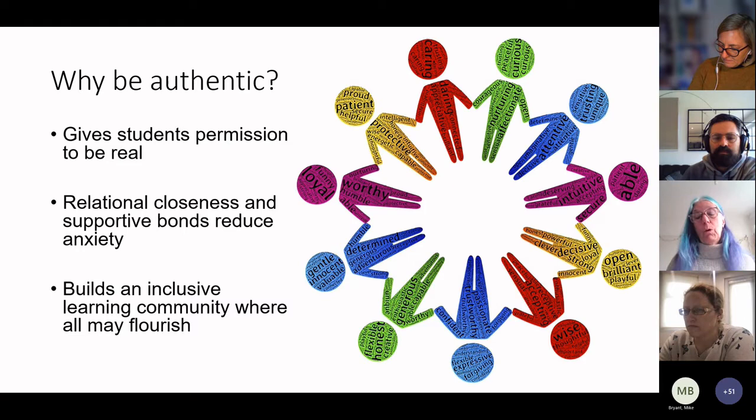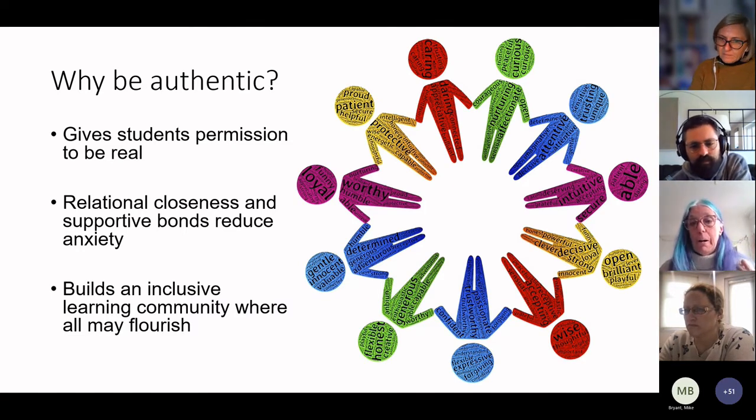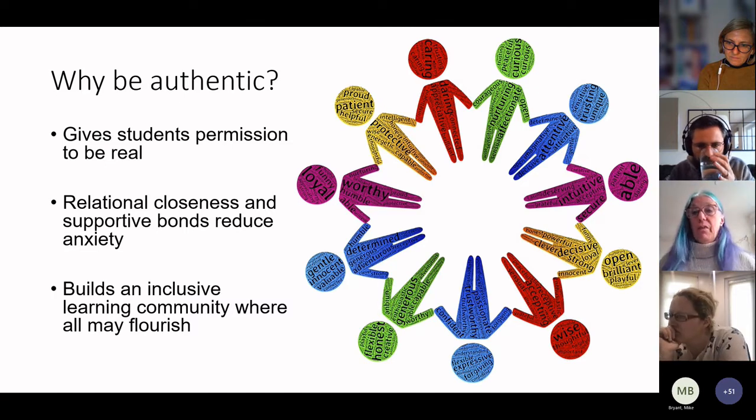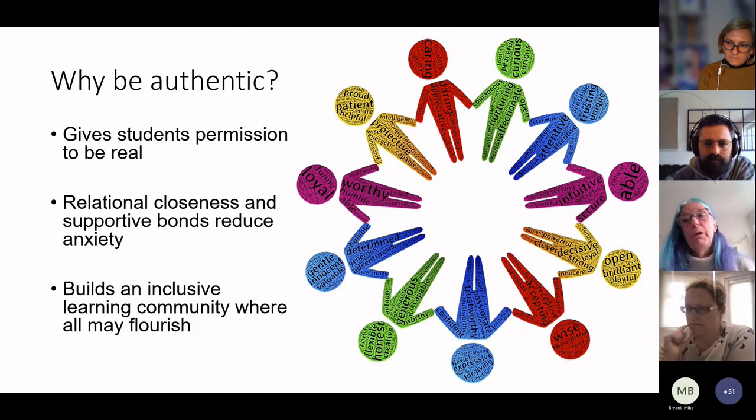So why be authentic? Why as teachers should we be authentic with our students? It gives our students permission to be real themselves. And as an academic developer, my students are teachers. So I also want to model behaviors for them that they can then adapt and use in their own teaching practice as well. If I'm real with them, then they can be real with me, and we can develop that relational closeness and those supportive bonds.